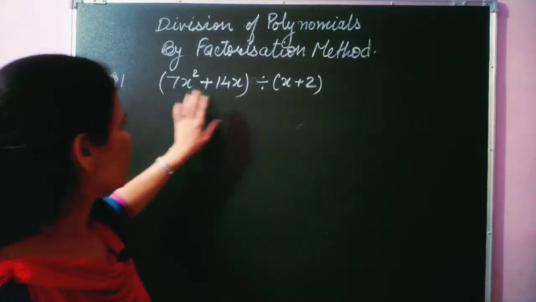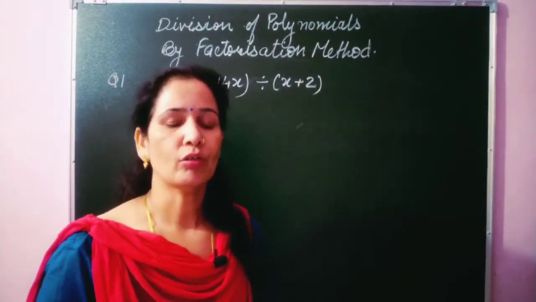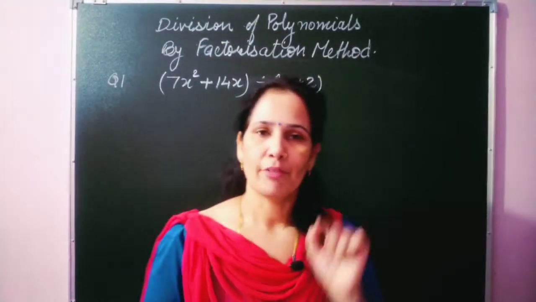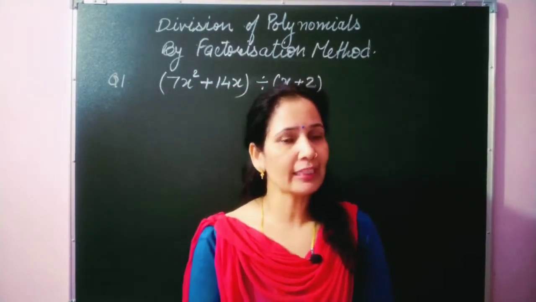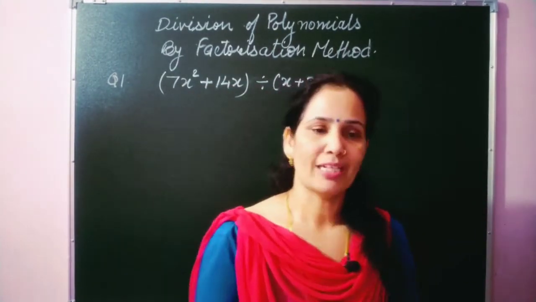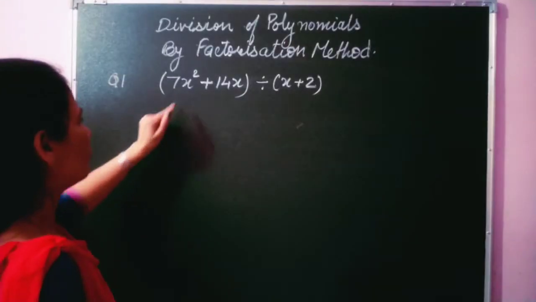We can divide this algebraic expression directly by the division method also, but we are not going to apply that method here. Factorization method means first of all we have to make the factors of the dividend and divisor. So let's make the factors. First of all, observe whether any number or variable is common. Yes, 7 and 14 are both multiples of 7, so we will take the common 7.